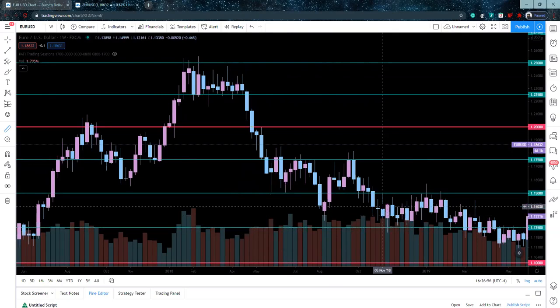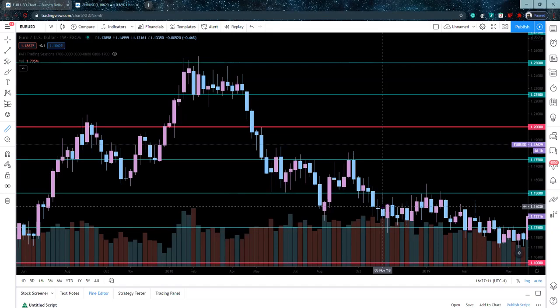So usually you want to play them as targets, right? You want to use them as range finders. So if you see that a quarter point is rejected, you usually want to see, okay, where is price reversing?